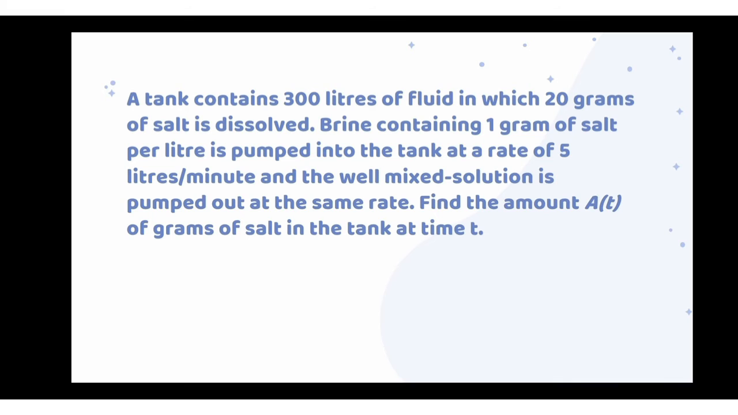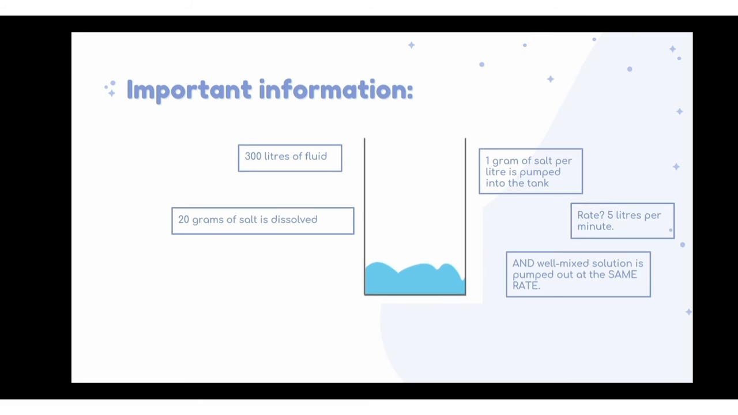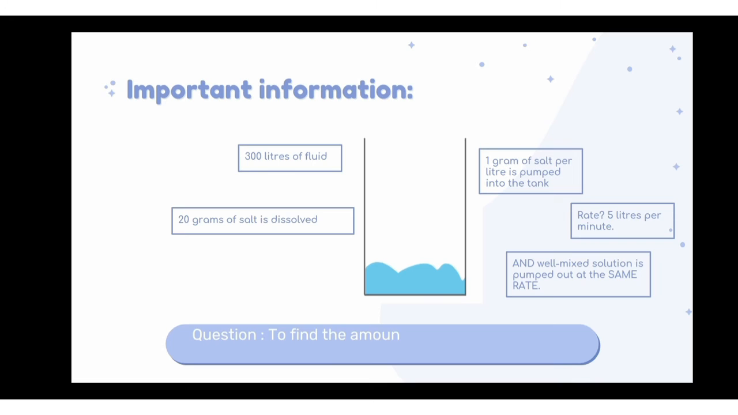Here we can find several important pieces of information. Based on the question given, it stated that 20 grams of salt is dissolved in 300 liters of fluid. 1 gram of salt per liter is pumped into the tank. The rate is 5 liters per minute, and the well-mixed solution is pumped out at the same rate. So now we want to find the amount of grams of salt in the tank at time t. How to solve it? Here is the solution.